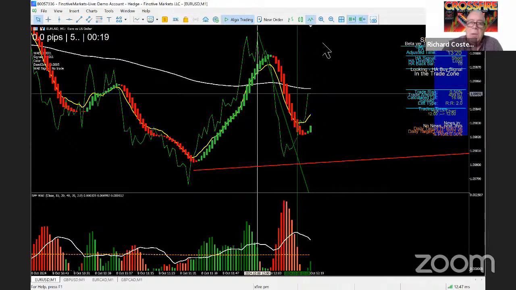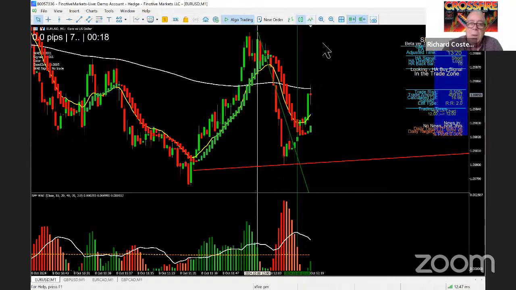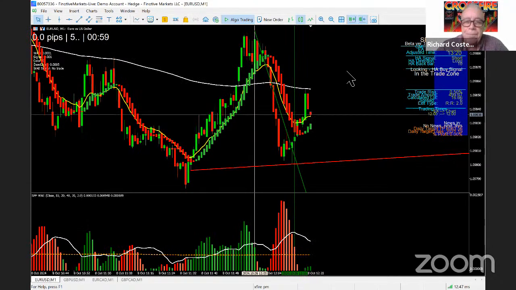I'm going to put the candles back on, and you can see that the price is, just trying to think of the right words to describe that. What I'm seeing is the price is rejecting off the 200 moving average.